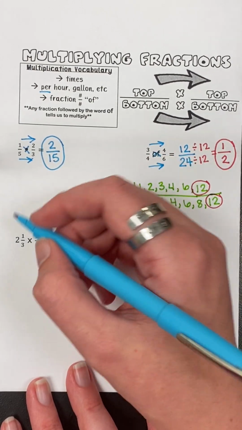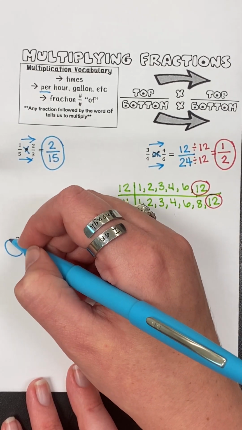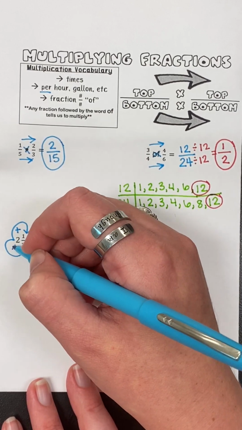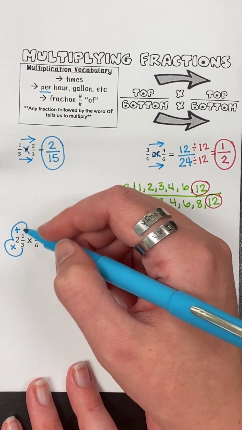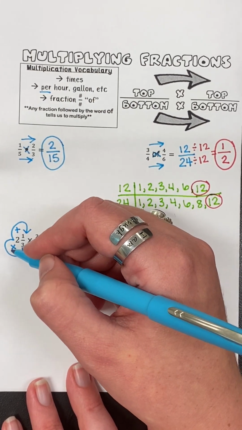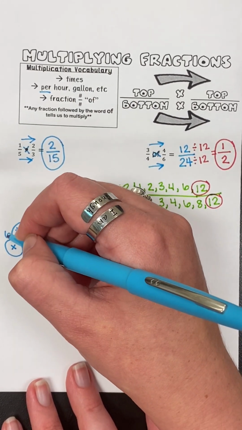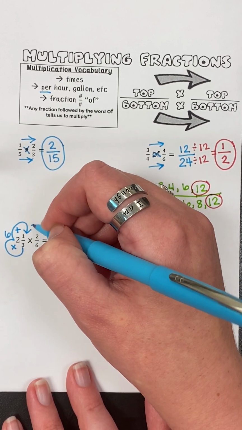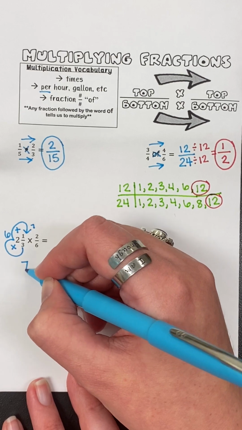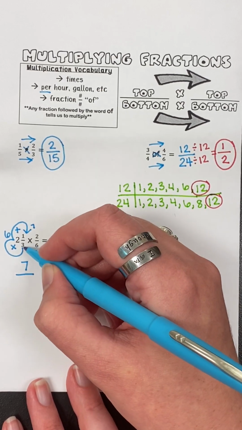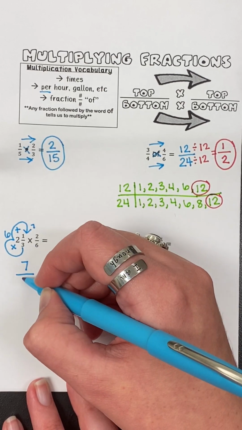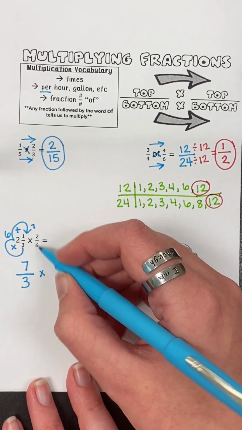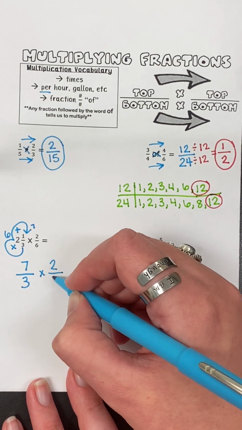We do Texas popcorn. So I am going to draw my popcorn and my Texas, my T and my X for my adding and multiplying. So I do 3 times 2, which is 6. And then I do 6 plus the top number, which is 1, and that gives me 7. So my new numerator is 7, and remember, our denominator stays the same. So it's 3. And then times 2/6 doesn't change.